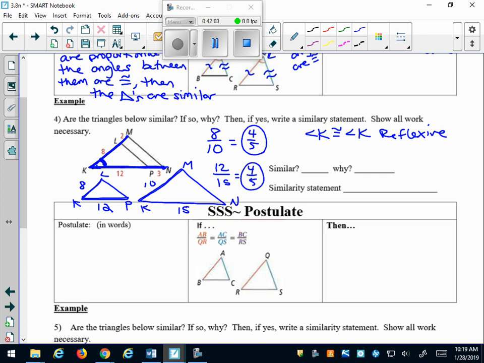So are these two triangles similar? Yes, by SAS similarity. So watch your order now. I could say triangle LKP is similar to triangle MKN. Good.